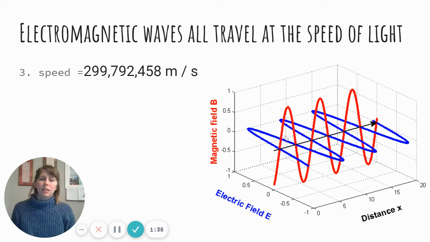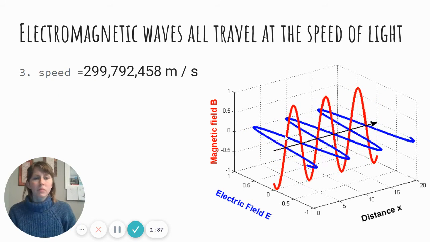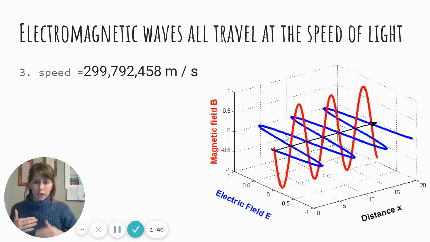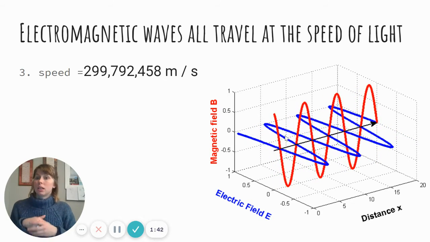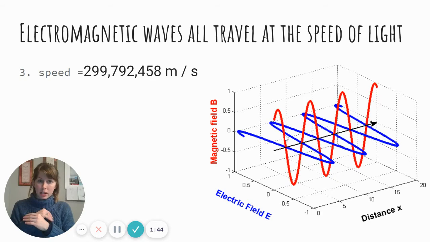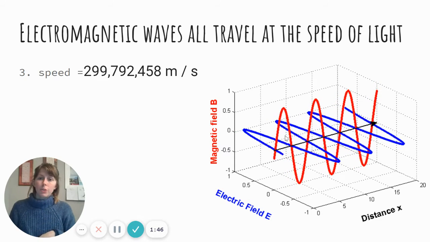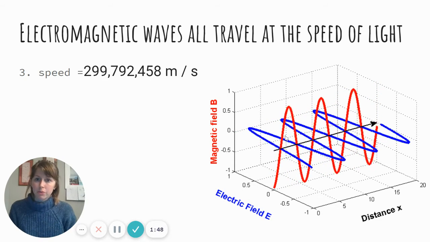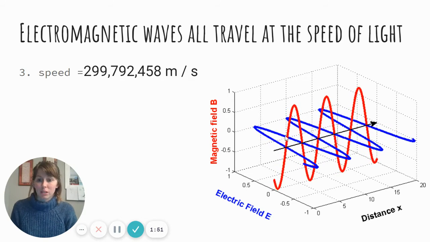The third thing is that they all have the same speed. We talked about sound and how sound can travel differently through different mediums. Light and electromagnetic waves always travel the same speed, 299,792,458 meters per second. So it's very fast.